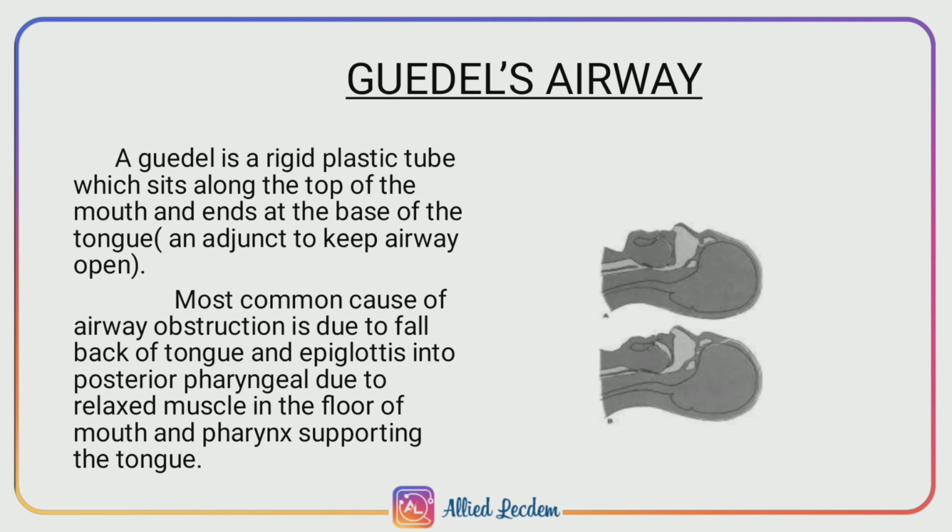Guedel airway. It is a rigid plastic tube which has a large flange and a reinforced bite portion with a tubular channel for air exchange and suctioning. The most common cause of airway obstruction is the fall back of the tongue and epiglottis into the posterior pharynx due to relaxed muscles in the floor of the mouth and the pharynx supporting the tongue.